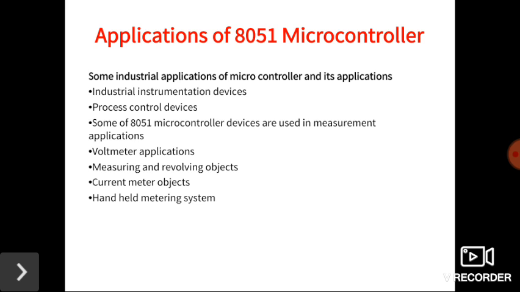Industrial instrumentation devices, process control devices. Some 8051 microcontroller devices are used in measurement applications, then voltmeter applications, measuring revolving objects, then current meter applications, then handheld metering systems.